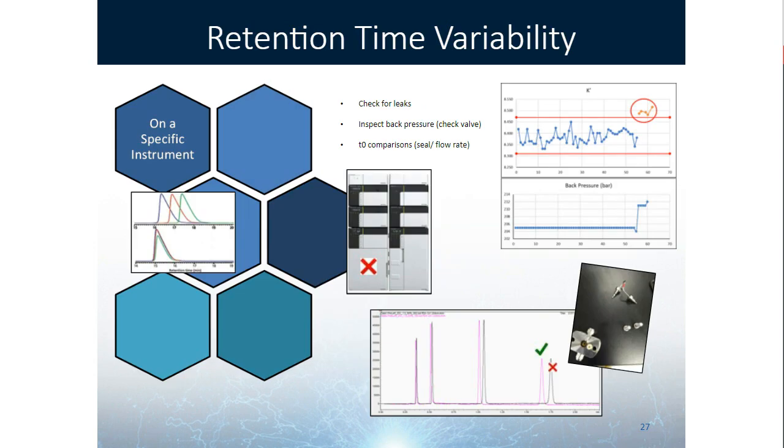So if you're getting retention time variability on a specific instrument, the one thing that you need to do is check for any types of leaks in the system.